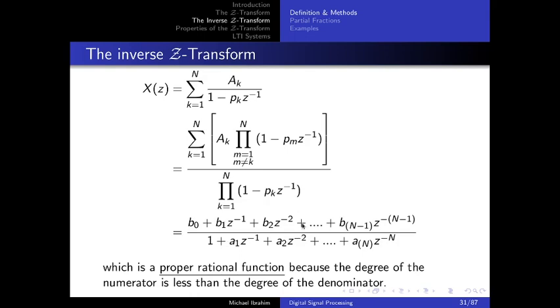So X of z being a ratio between two polynomials, we call it a rational function. And this rational function can be expressed in this form as a summation of simpler terms. The way we're going to do it is using the partial fraction. Partial fraction will help us to move from this expression, the rational function, to this expression.